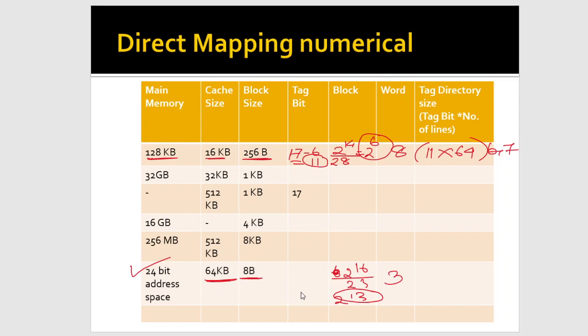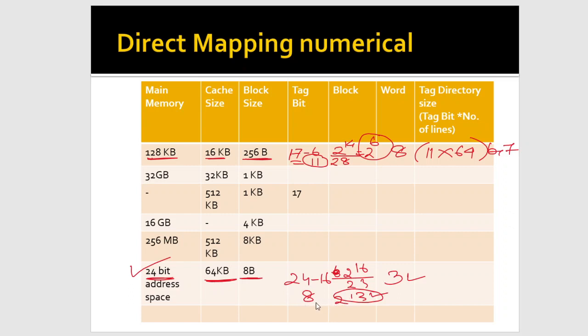And what is the tag bit? The address bits in main memory are 24. So that means all these three, tag, block and word, total 24. This is 13 plus 3, 16. So 24 minus 16, what will be the value? 8. So the number of tag bits will be 8.